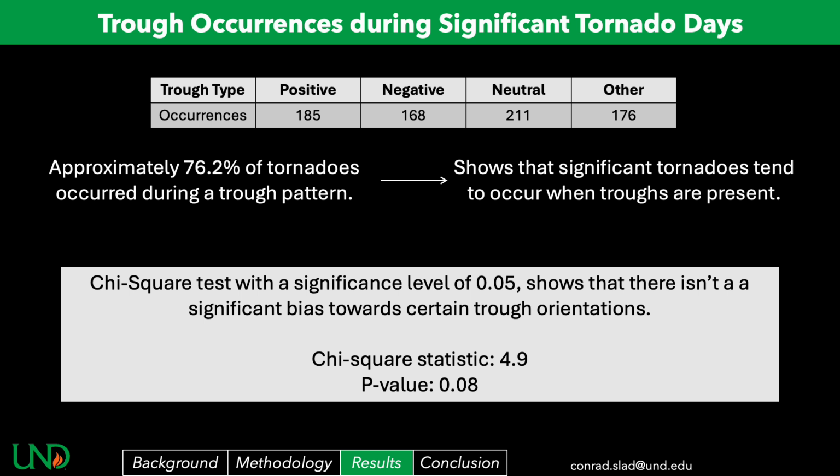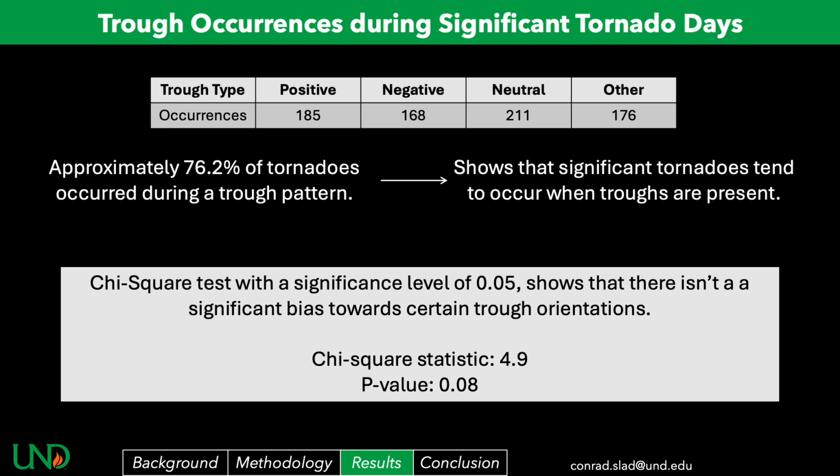But if I did increase the significance level to maybe 0.1, the p-value was 0.08, which is less than that significance level, meaning there may have been a slight bias towards negative troughs producing fewer tornadoes and neutrally tilted troughs producing more tornadoes. But for my purposes, I'm going to stick to the common practice of a 0.05 significance level.